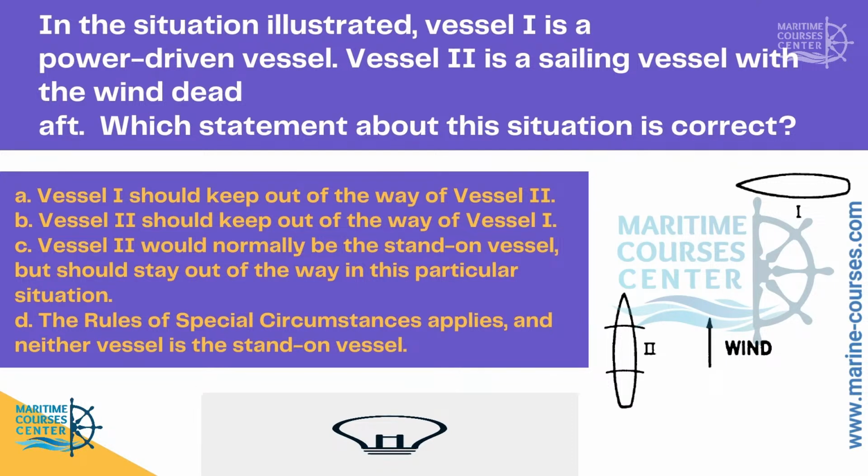Could you please think about it? As we can see here, we have a drawing in this picture. What do you think about it? Yes, that's right. The right answer is going to be A. Vessel 1 should keep out of the way of vessel 2.